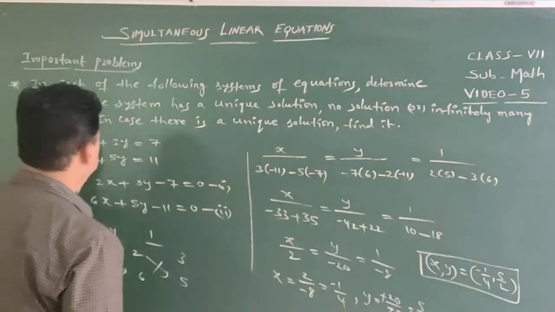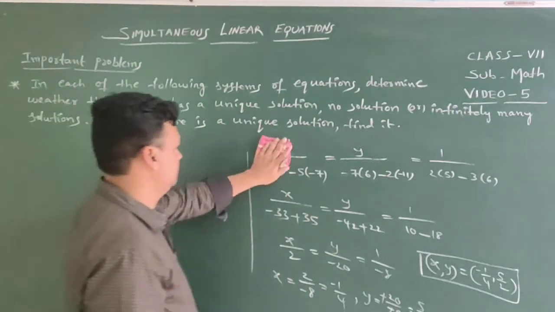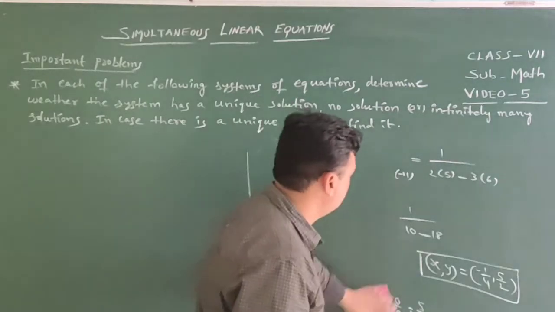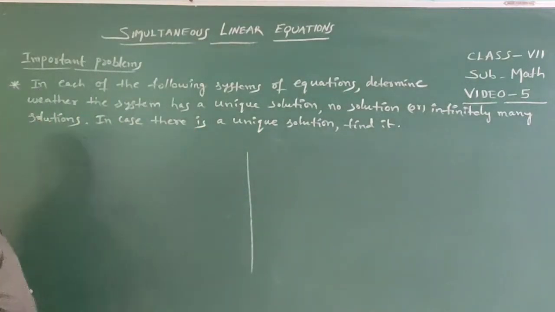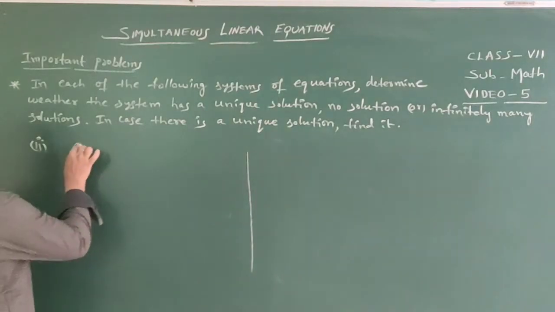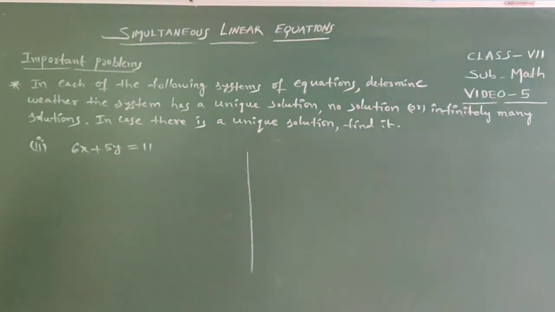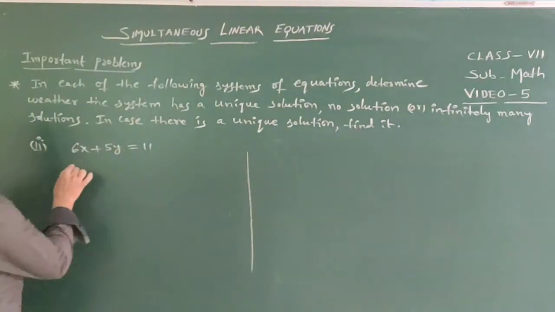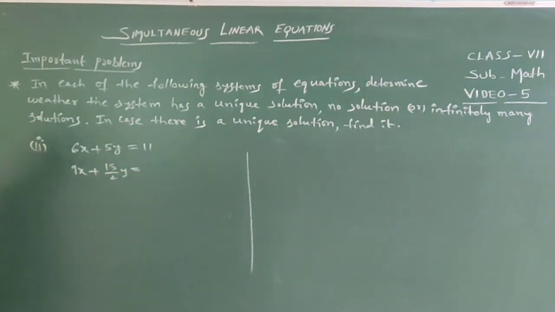Next, second example. 6x plus 5y equal to 11, 9x plus 15 by 2y equal to 21.